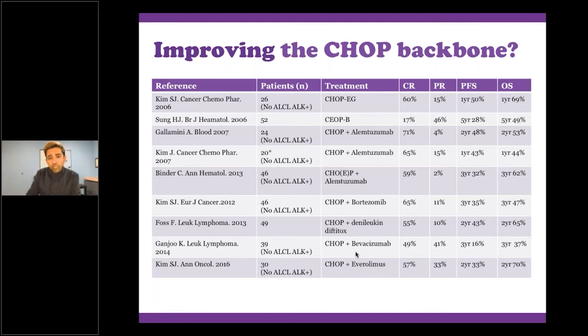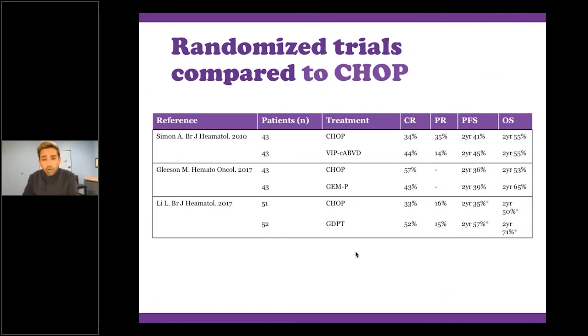Unfortunately, we didn't find anything that was significantly better than CHOP or CHOEP. We have also tried other interventions where we completely changed the initial chemotherapy that we give to patients with T cell lymphoma. For example, this trial compared CHOP with another chemo cocktail that we call VIP-R-ABVD. And as you can see, the outcomes were not that different from each other.